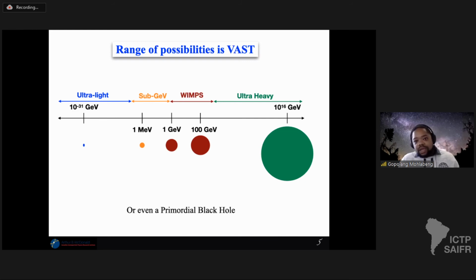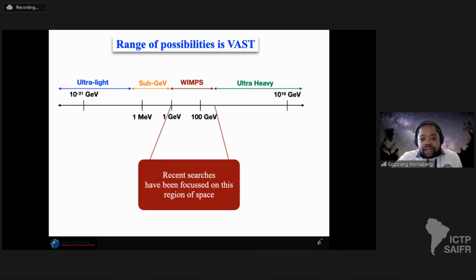We just heard about in the previous talk, and we're going to hear a lot about primordial black holes in the coming talks later today. So since this range of possibilities is so vast, we have to start somewhere.